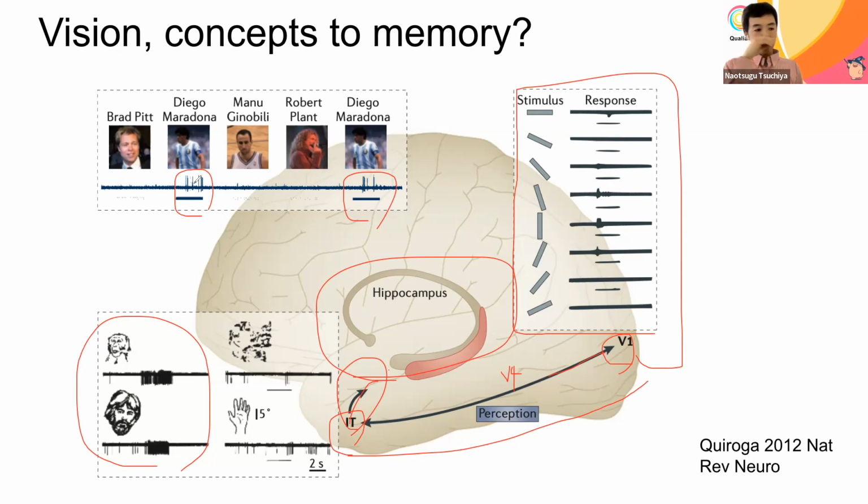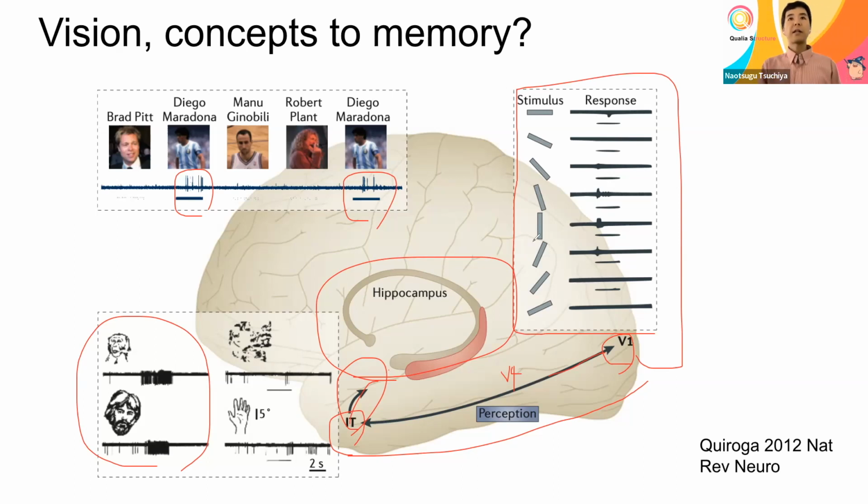And as you saw in the example, at this level, in the hippocampus or amygdala, the modality of the sensory input doesn't matter. The text of Diego Maradona would probably evoke the response from this neuron. And also other experiments have shown that the sound of Diego Maradona, like the pronunciation of that, also evokes a strong response, and so on.